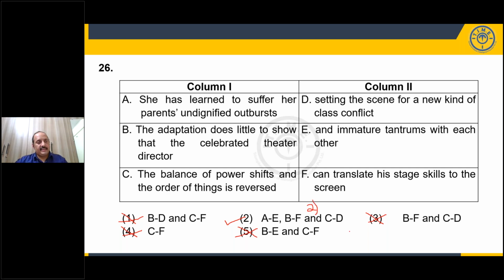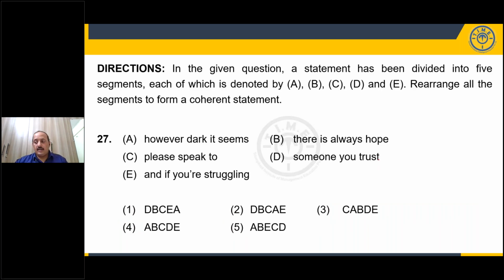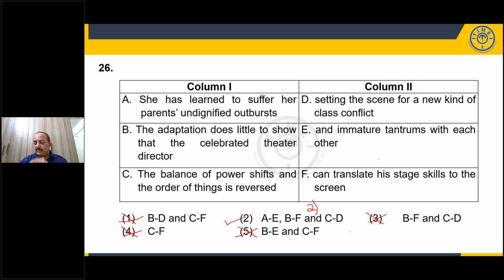Okay, great guys. Now let's move on to question number 27. Okay, so match the columns got over. Question numbers 24, 25, 26. I hope this is clear how we went about this. It's a very easy question type. You just have to do it via the options.